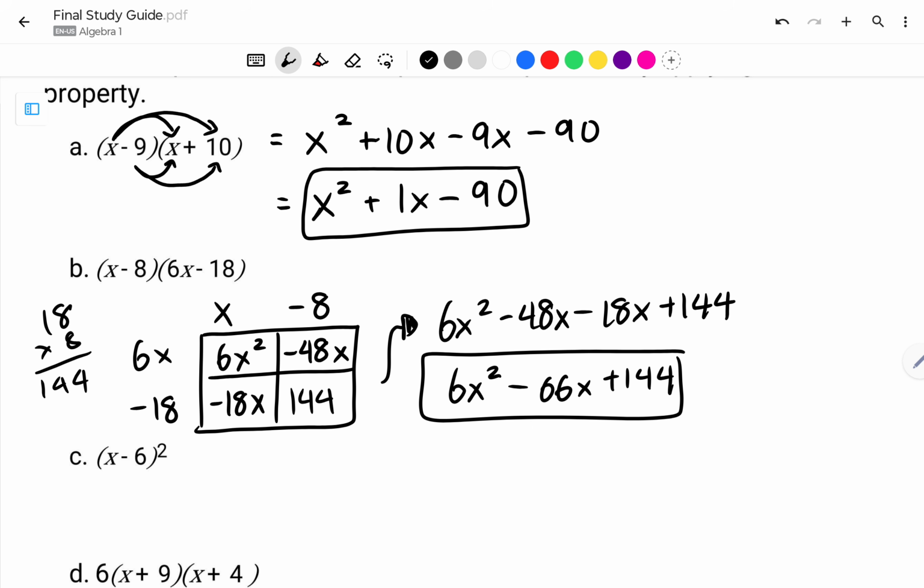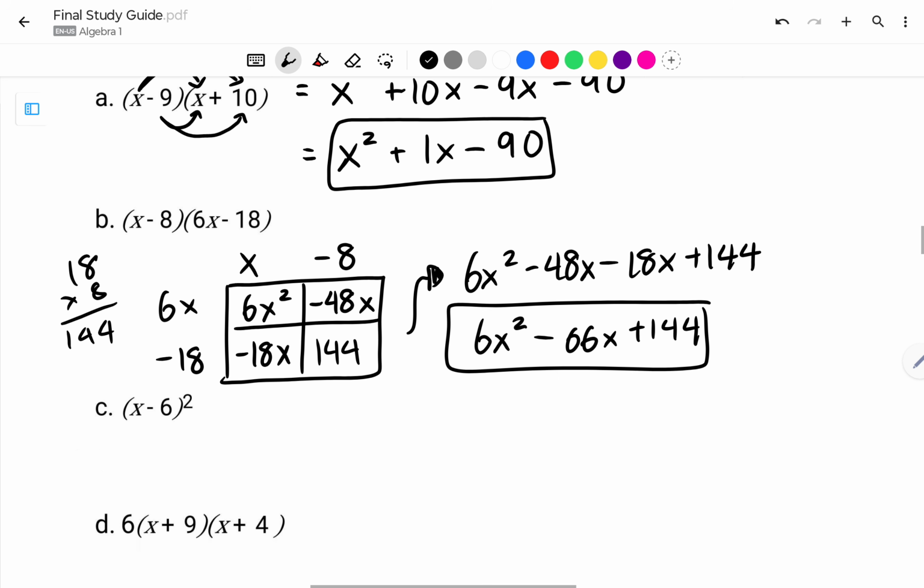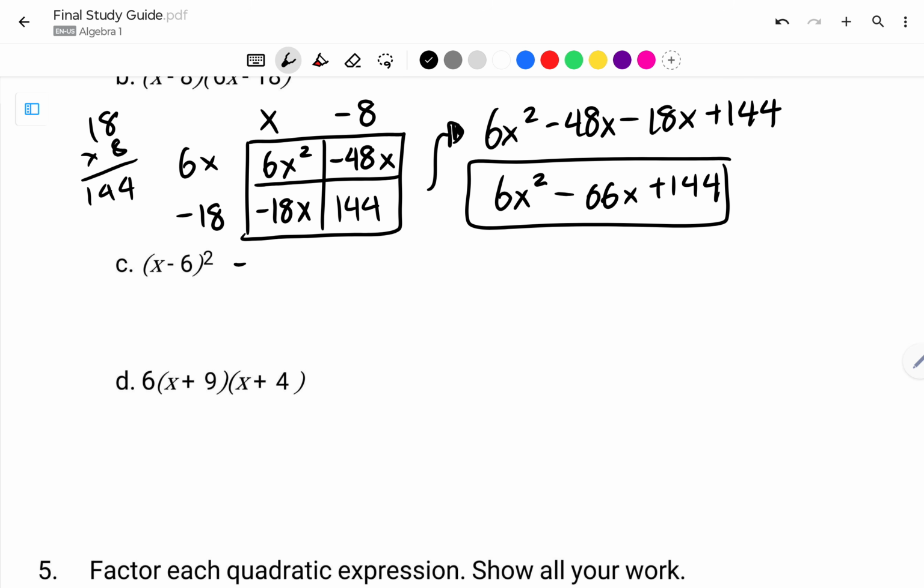Okay. All right, let's try the next one. x minus 6 squared. You rewrite that as x minus 6 times x minus 6. You're multiplying it by itself twice. So, okay, I'm going to pause here for a second. I want you to try this out.